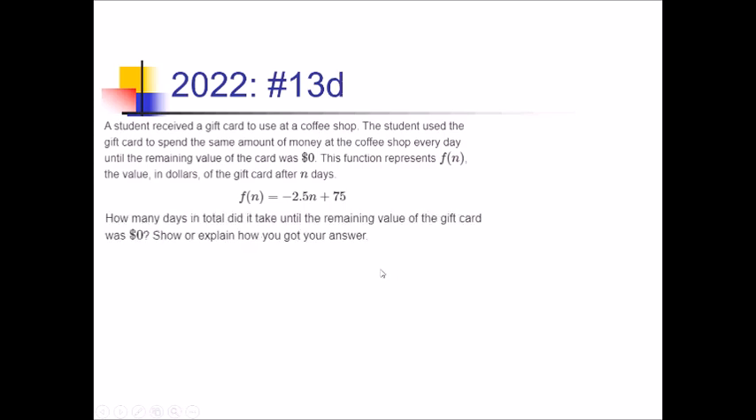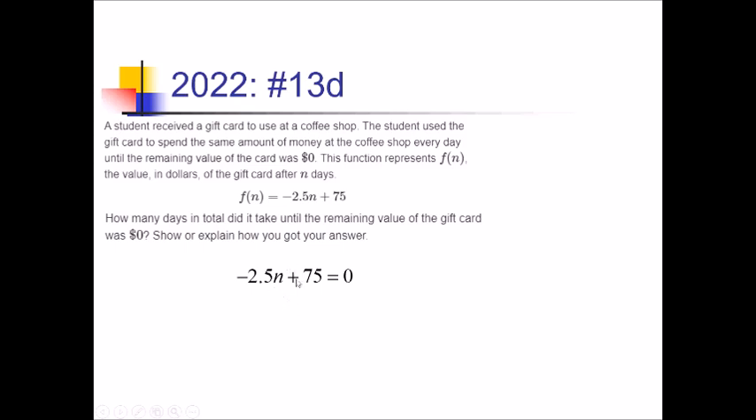For the last part of this problem, we want to know how many days it took for the remaining value of the gift card to be 0. So basically we're saying now instead of plugging 0 in for n, we're plugging 0 in for f of n. We want the result of negative 2.5n plus 75 to be 0. So setting up that equation and solving for n, that'll give us how many days this took.